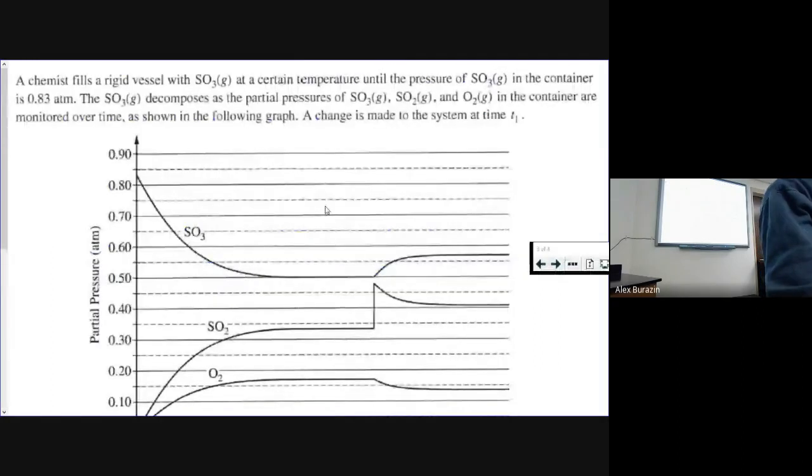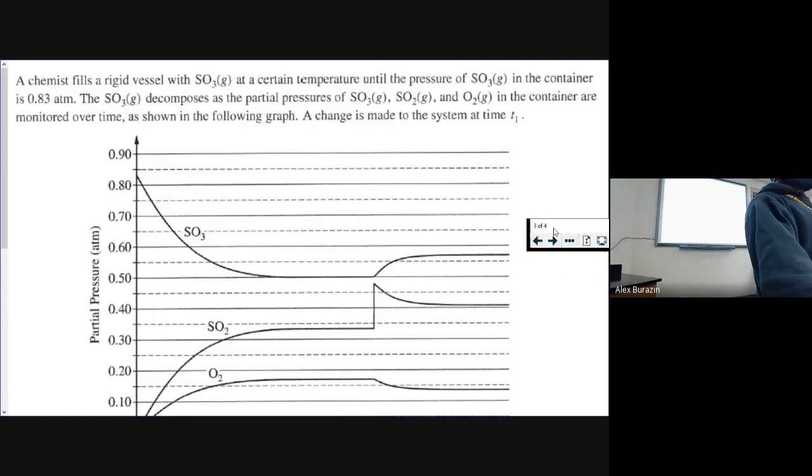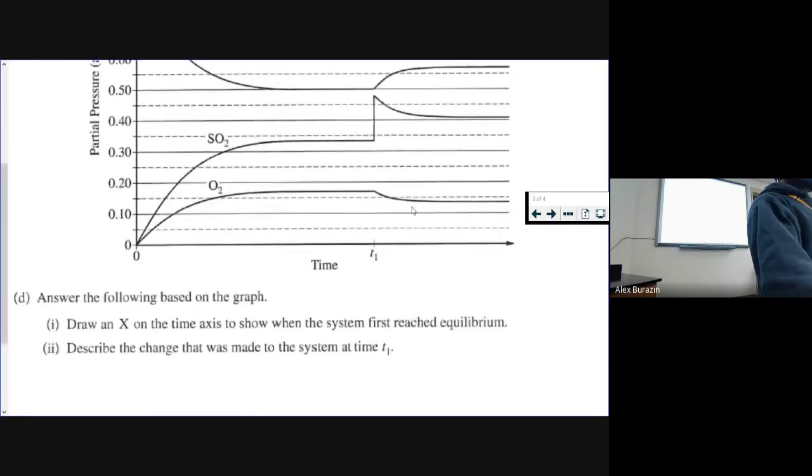All right. A chemist fills a rigid vessel with sulfur trioxide at a certain temperature until the pressure of SO3 in the container is 0.83 atmospheres. The SO3 decomposes as the partial pressures of SO3, SO2, and O2 in the container are monitored over time, as shown in the graph below. Changes are made to the system at time t1. Okay, cool. Answer the following based on the graph. Draw an X on the time axis to show when the system first reached equilibrium.